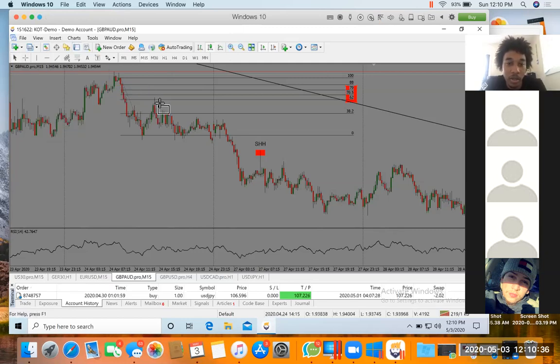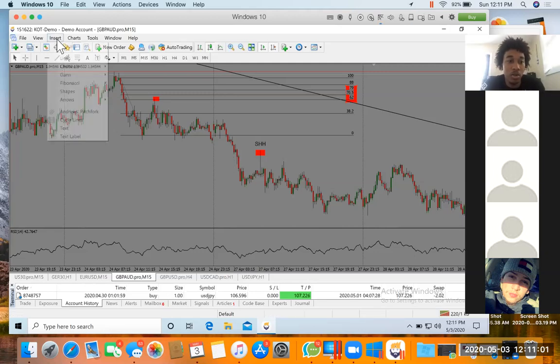So right here, it rejected the 62. Once it rejected that 62 fib level, now you're just gonna either enter there if your confidence is a little higher, or if you want to wait till it closes, you can wait till it closes and then enter there. You'll have a little drawdown right here once the next candle opens, but then you're gone basically.